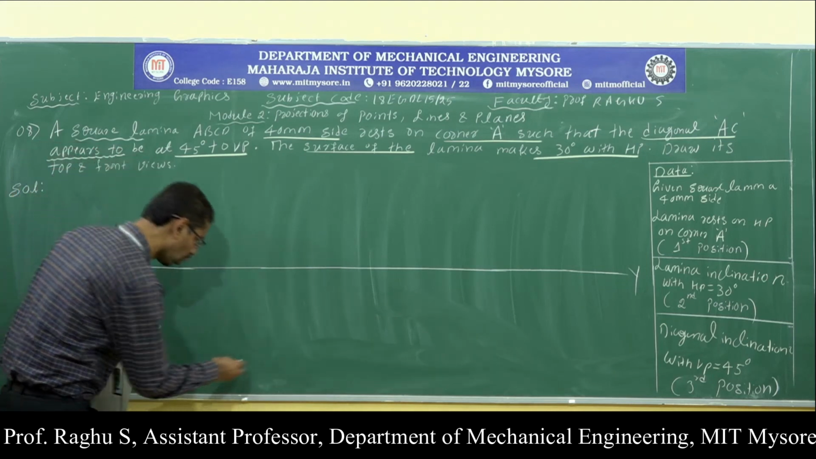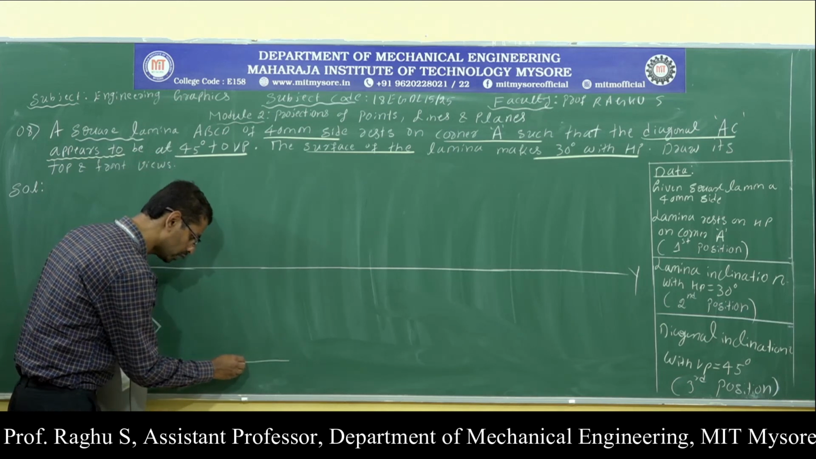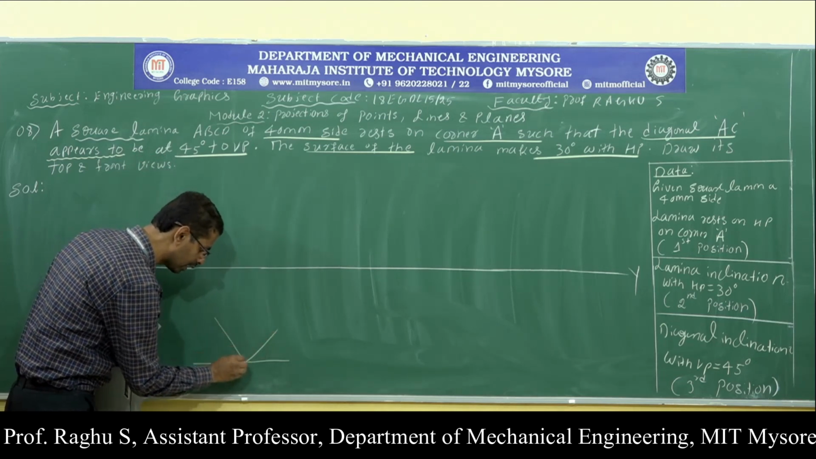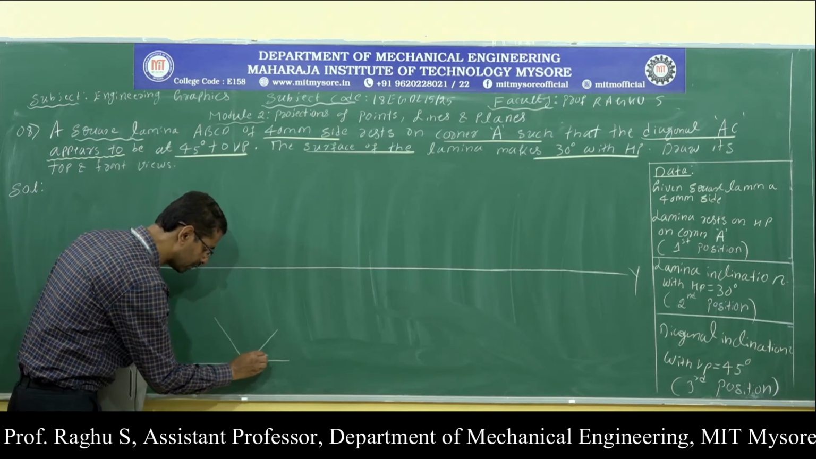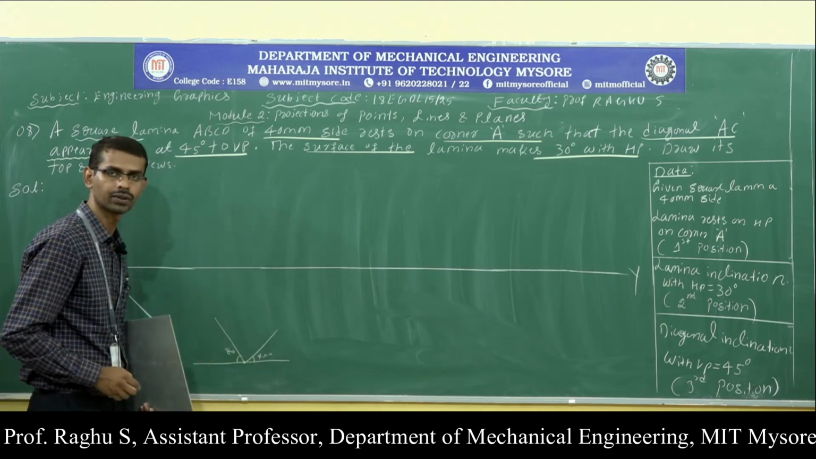How to construct this lamina? Okay, here, first draw horizontal line. Next, at any point on the horizontal line, take 45 degree lines. Here also take 45 degree lines. This is 45 degree. Here also 45 degree at any length. Draw 45 degree lines.